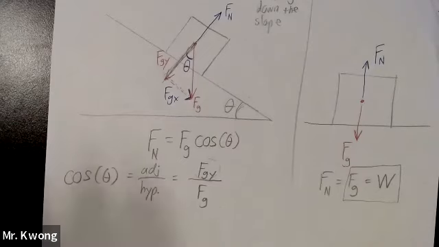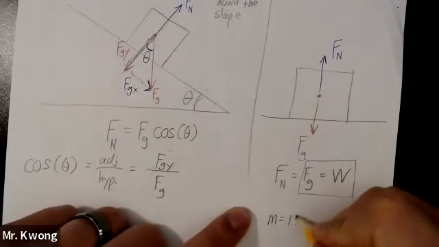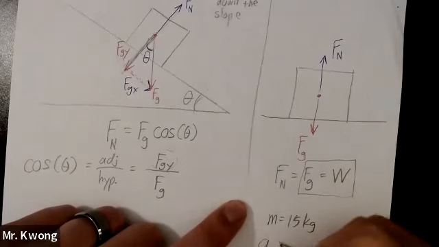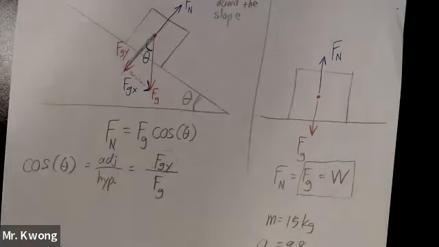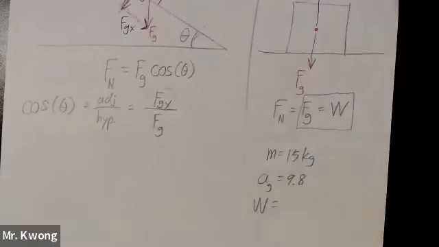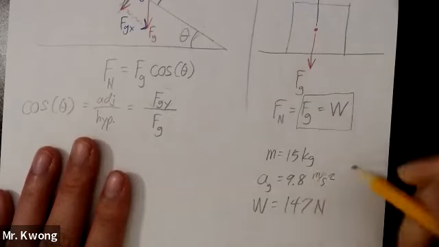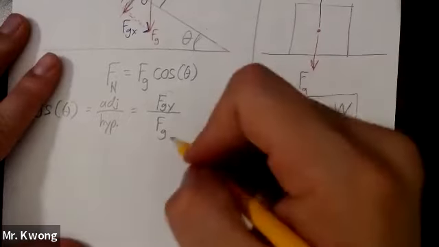So for example, we could actually demonstrate this. Let's just say that the mass we're working with here was 15 kilograms, and the acceleration due to gravity is 9.8. So the weight in this instance is just 15 times 9.8, and you get something like 147 newtons.